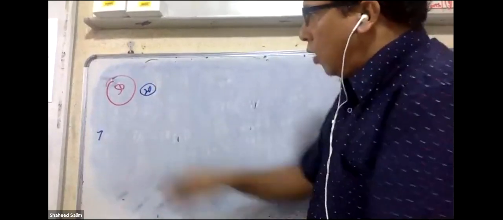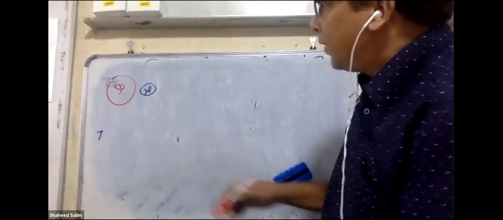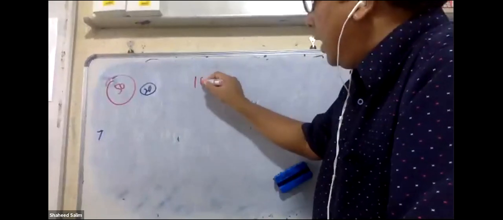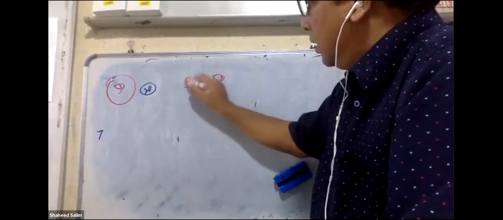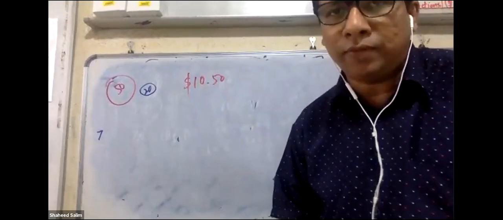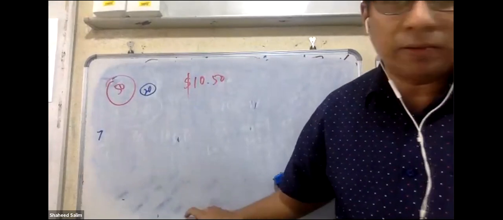Okay? I put them in sets. I put them all in sets. And then I found out the total value is $10.50. Can you find out how many 20-cent and 50-cent coins we have? First, find the number of sets.